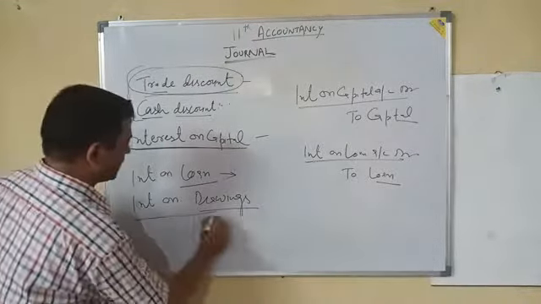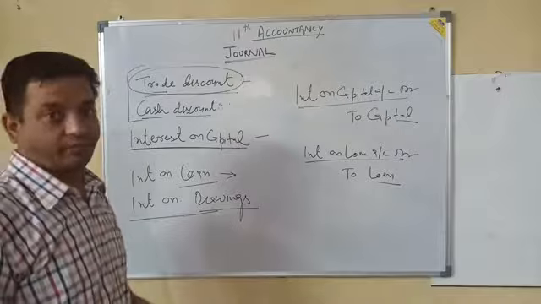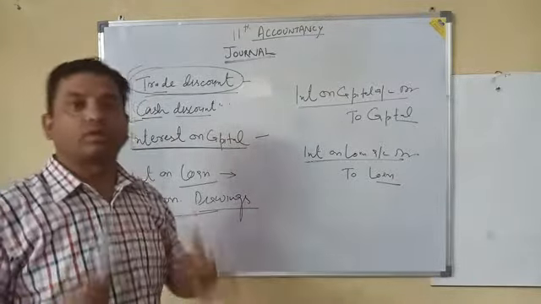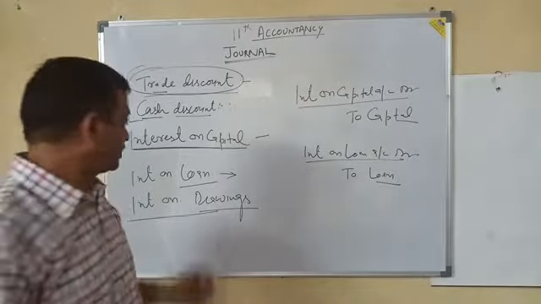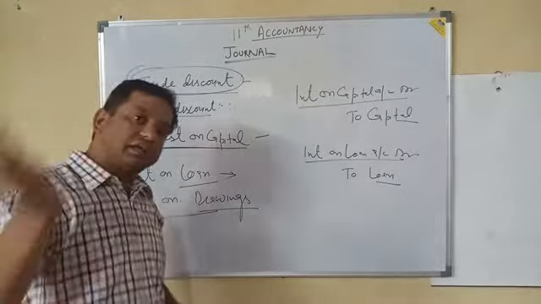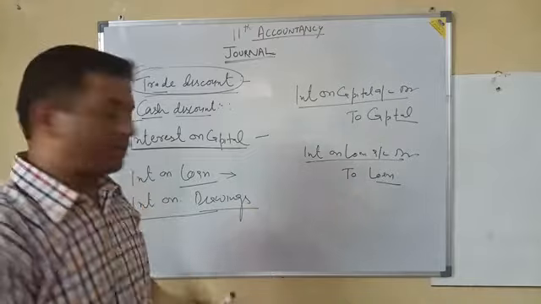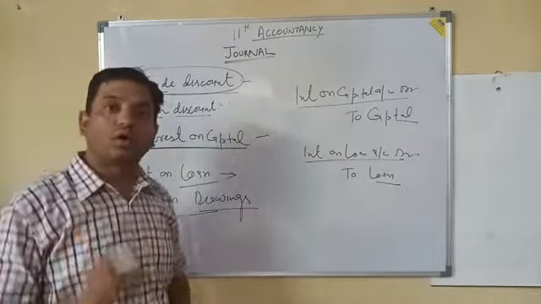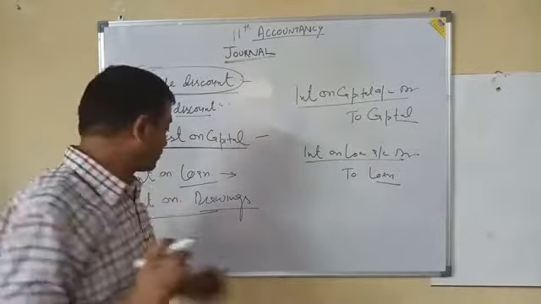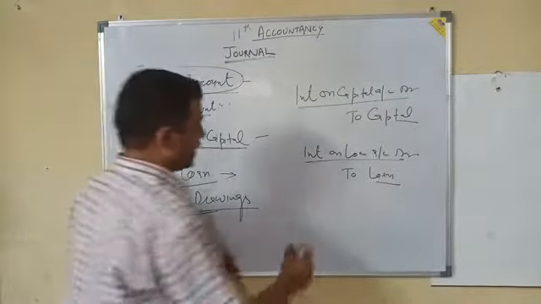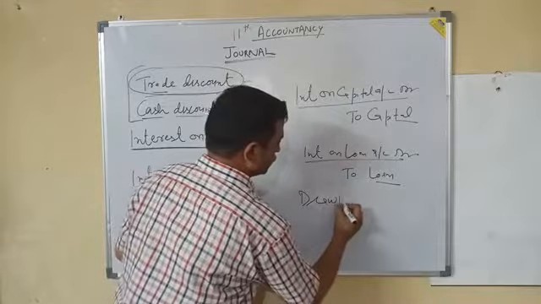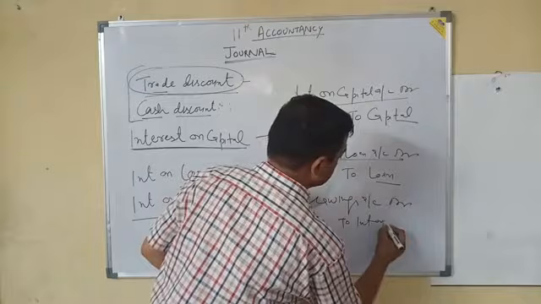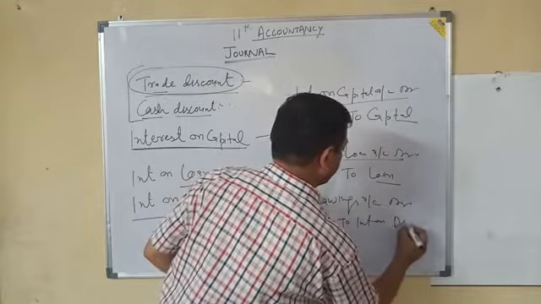The last in that category is interest on drawings. Interest on drawings will be an income for the business, because the person who is using the money for his own purpose will give that money along with interest. So interest will be treated as an income, and according to the rule of nominal account, interest on drawings will be credited, and the entry for that will be drawings account debit to interest on drawings.